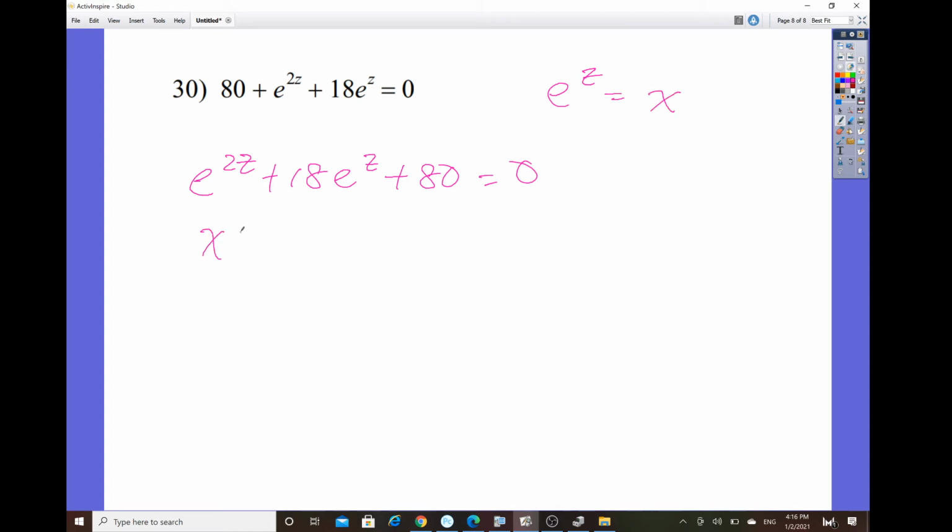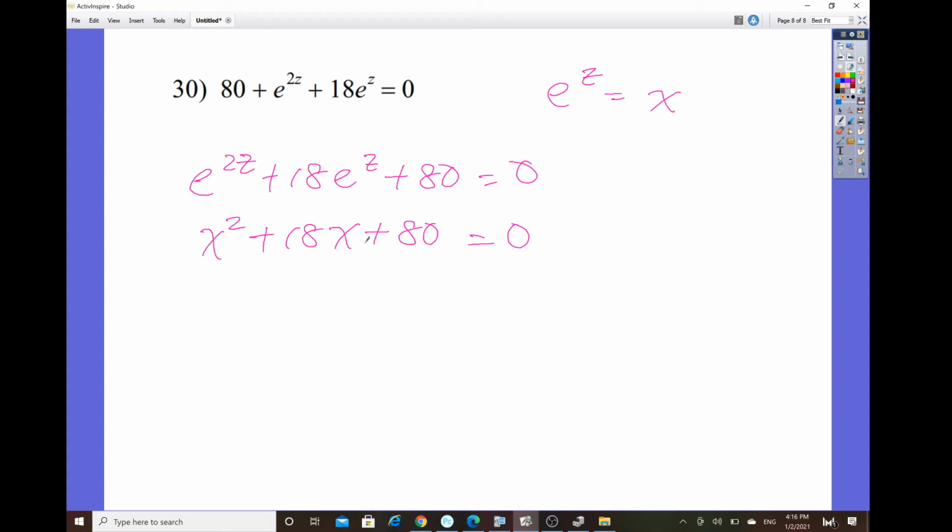So this one basically is just written as what? x squared plus 18x plus 80. So once you're able to solve for x, you should be able to solve for z. So this one's a quadratic, and it looks like it's factorable. So let's see, 16 times 5, that'll be 80, but this one is 18. So besides 16 and 5, let's see what else that we can use, 40 and 2, or 4 and 20.